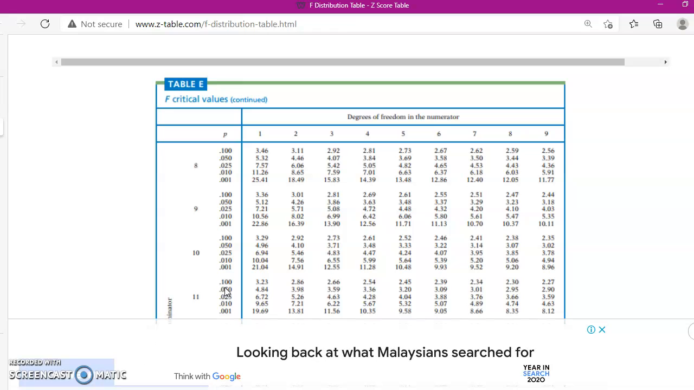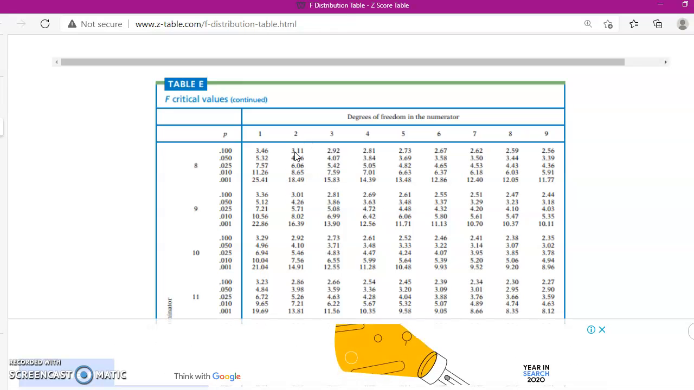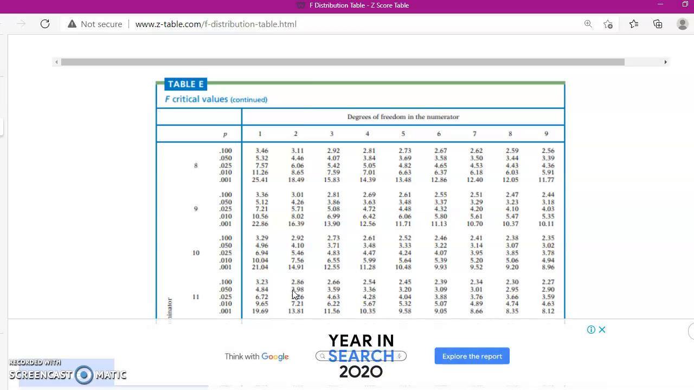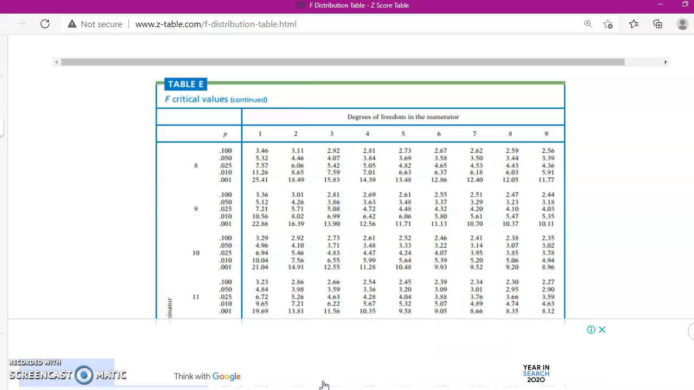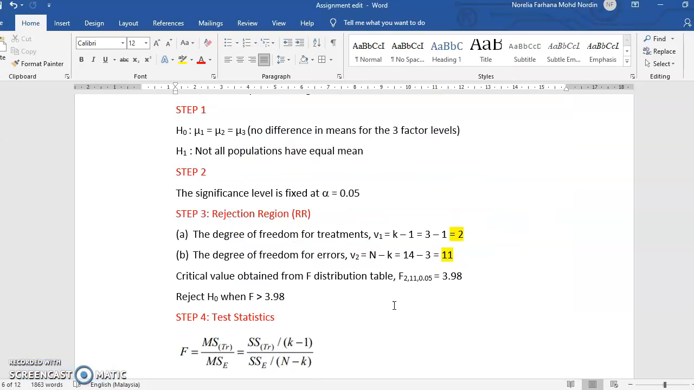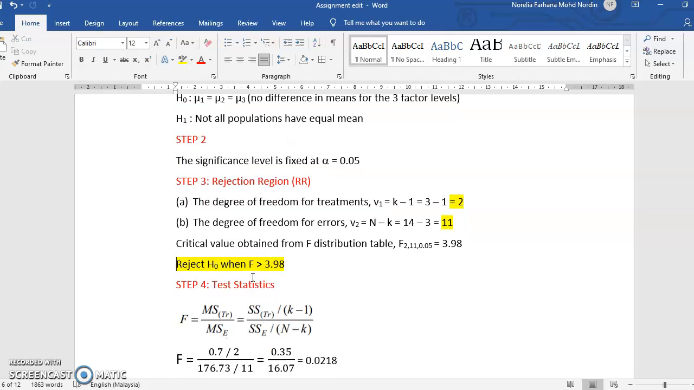0.05 here. So we scan this second column and fourth row, which is 3.89. So this is the critical number. So we reject H0 when F is greater than 3.89. Must remember this statement. F, which we get from our calculation.